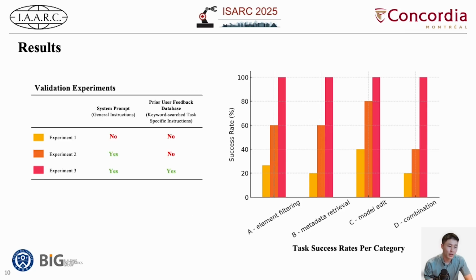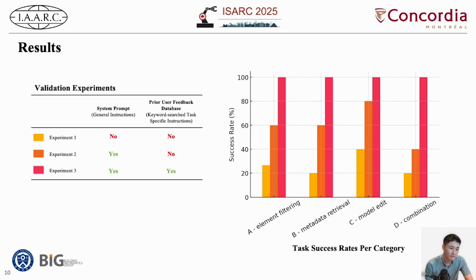So for experiment one, where no system prompt nor feedback database was provided, despite the lack of any guidance, Claude Sonnet 4 was able to perform around 26% of the tasks successfully. Now, this is a testament to the non-trivial capabilities of the state-of-the-art LLMs, which is quite amazing. For experiment two, only the system prompt with general information such as descriptions of basic element types and geometric context was added. The performance jumps to around 57% on average.